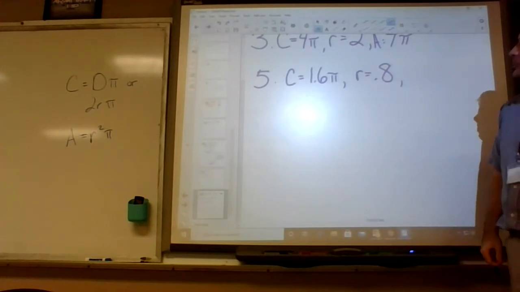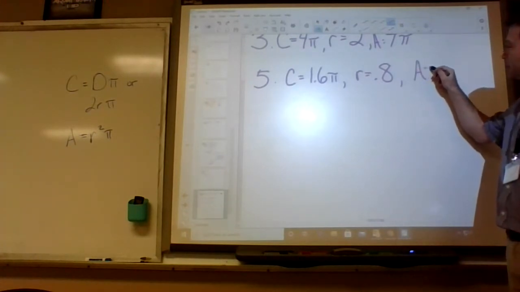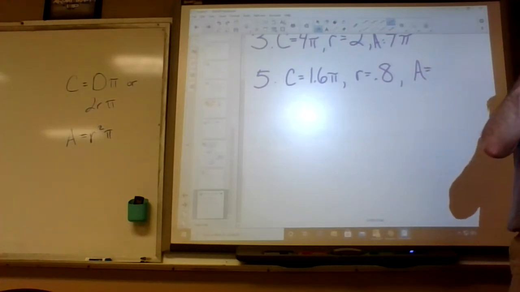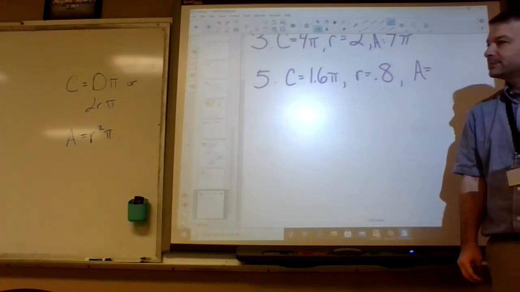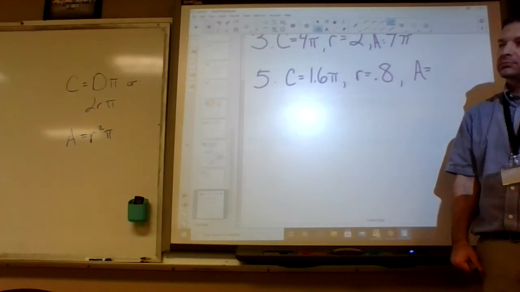Okay, if the radius is 0.8, what do we have left? Area. How do we find area, Chase? You're still helping with this one.